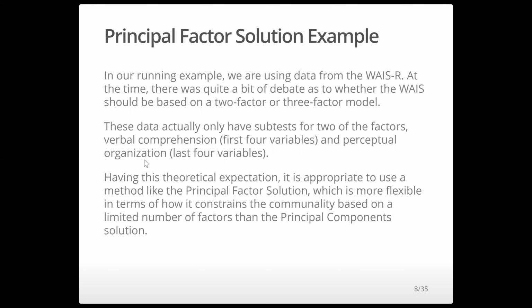So in the example that we've been looking at from the Wechsler Adult Intelligence Test, at the time there was quite a bit of debate as to whether there should be a 2-factor or 3-factor solution to the model. These data actually only have subtests for 2 of the factors, the verbal comprehension and perceptual organization subtests. So this provides us with a theoretical expectation. And that means it's more appropriate to use something like the principal factor solution because it's more flexible in how it constrains the communality components.